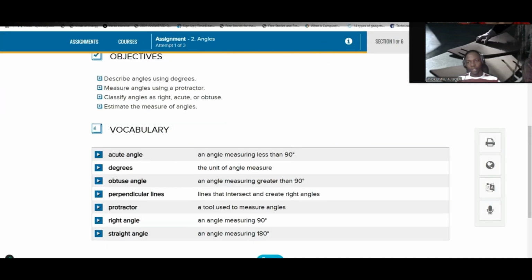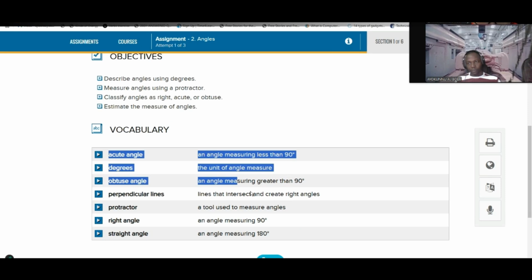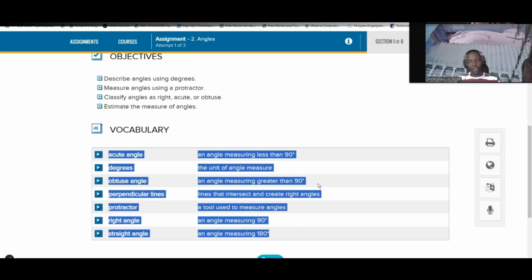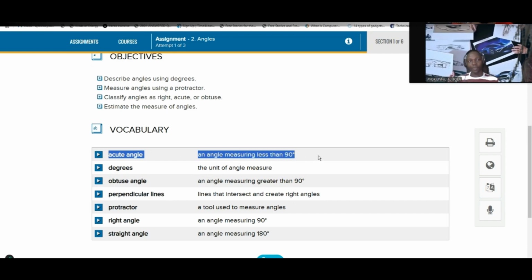Now, read all these for me, Miggy. Yes, read quickly. Acute angle: an angle measuring less than 90 degrees. Give me an example of an angle less than 90 degrees.